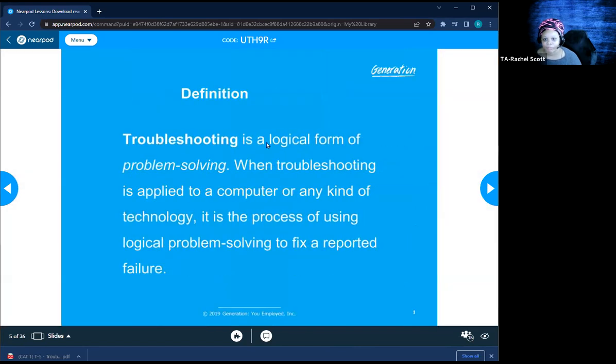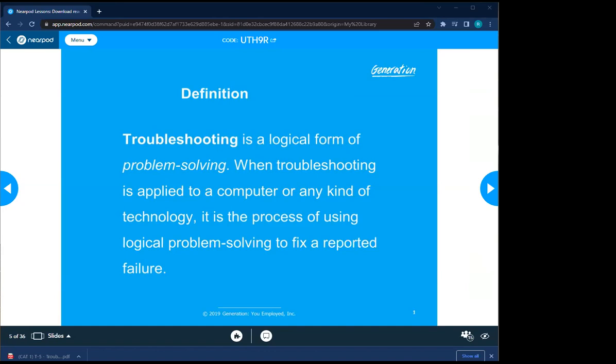The definition of troubleshooting, who can share that with us? Any volunteers? Troubleshooting is a logical form of problem solving. When troubleshooting is applied to a computer or any kind of technology, it is the process of using logical problem solving to fix a reported failure. Thank you.